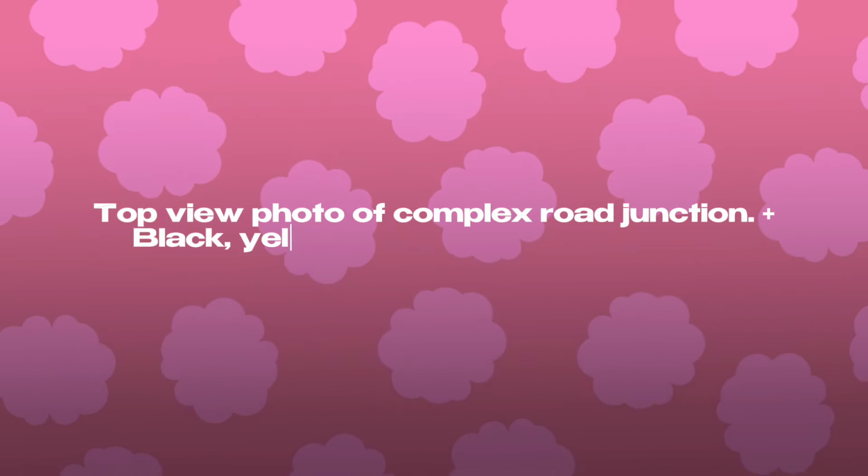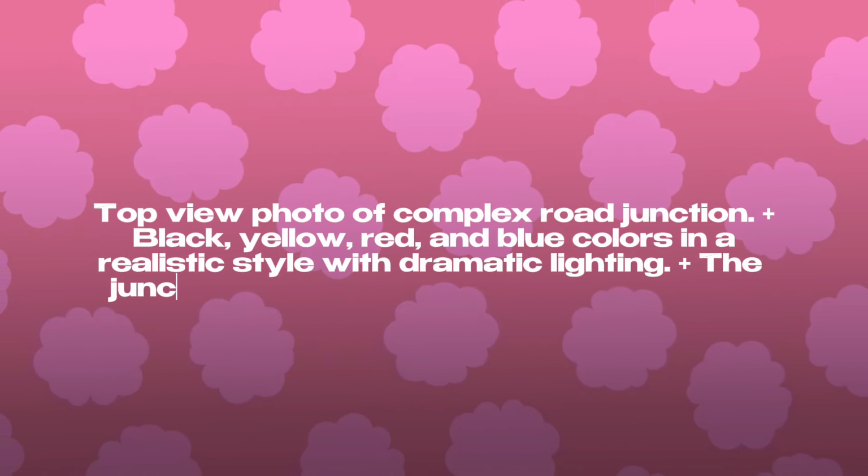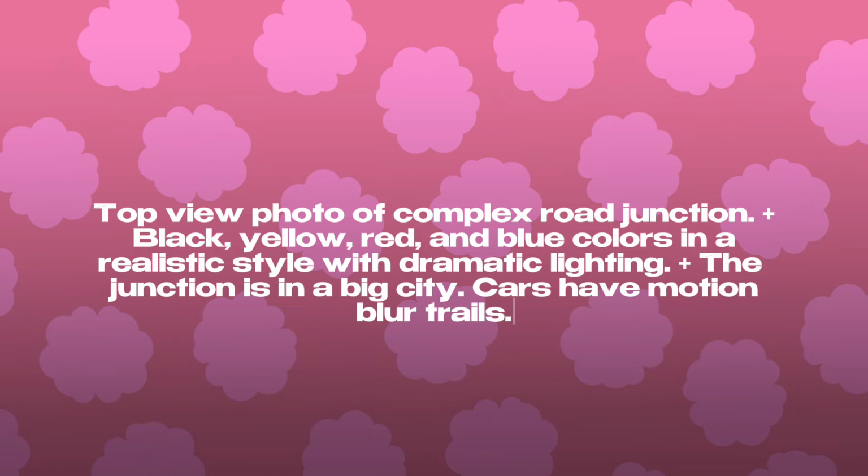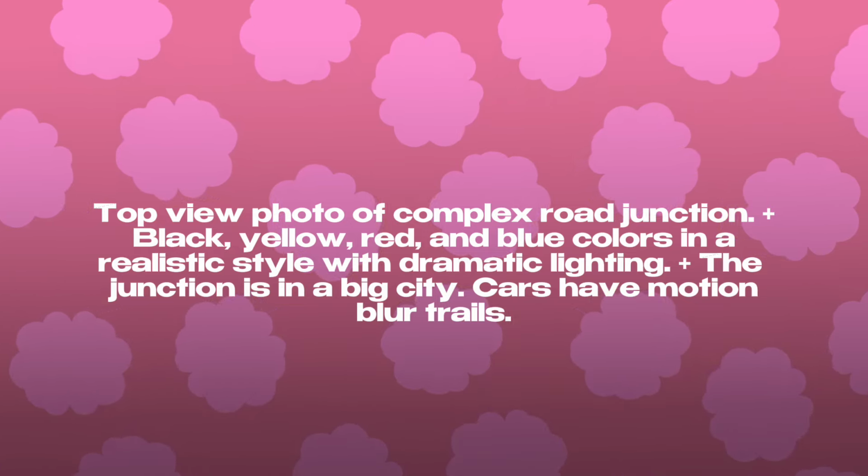Top view photo of complex road junction: black, yellow, red and blue colors in a realistic style with dramatic lighting. The junction is in a big city. Cars have motion blur trails. This means you can add something about the object in another part of the prompt. It's not necessary to indicate that the junction is in a big city at the very beginning, and not every prompt needs to specify details.